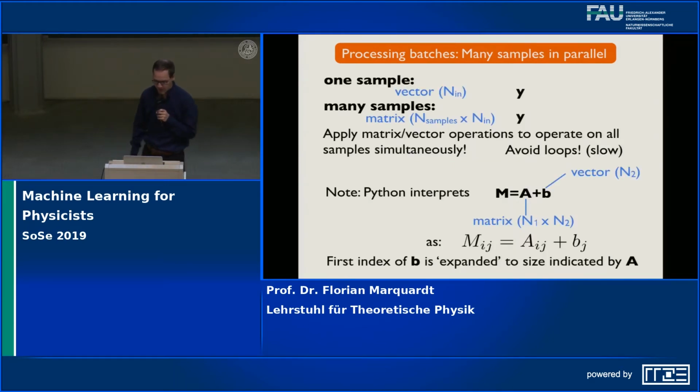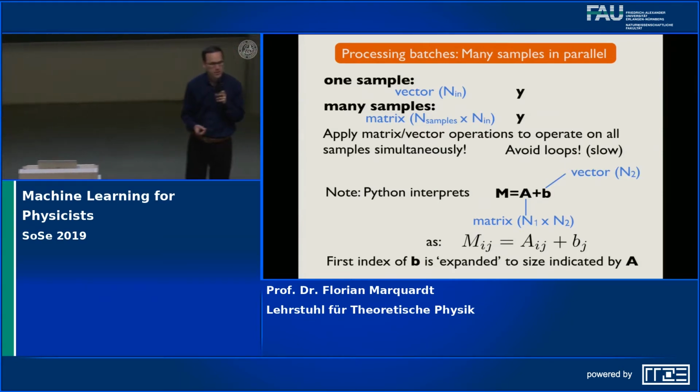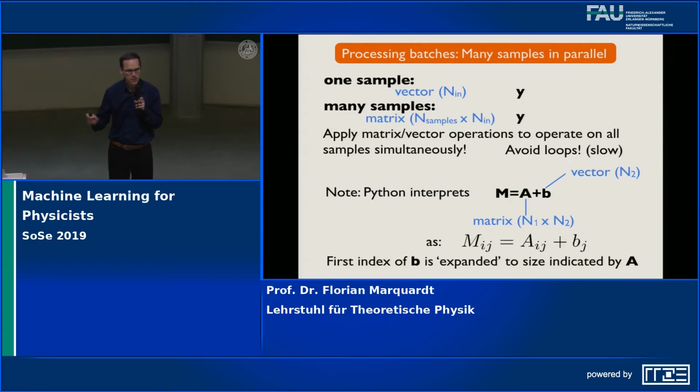The way to do this is just to expand our arrays. I will go through the details, but all the arrays will acquire an extra index. This extra index counts the sample. So if we have 100 samples, then this extra index has values running from 0 to 99. This is shown here in some more detail.